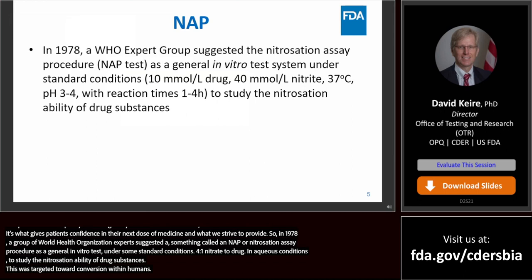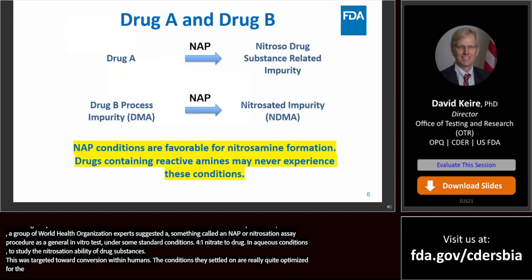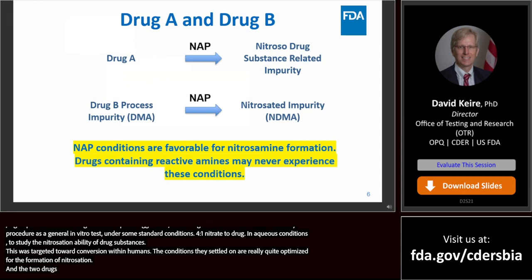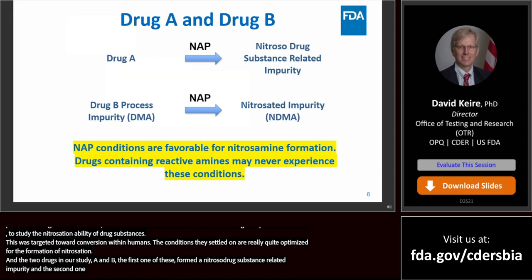And the conditions they settled on are really optimized for the formation of nitrosamine. It's quite favorable for the formation of nitrosamine. And the two drugs in our study, drug A and B, the first one of these formed a nitroso drug substance-related impurity pretty quickly under NAP conditions. And the second one, which had a process-related impurity, dimethylamine, formed NDMA under NAP conditions.